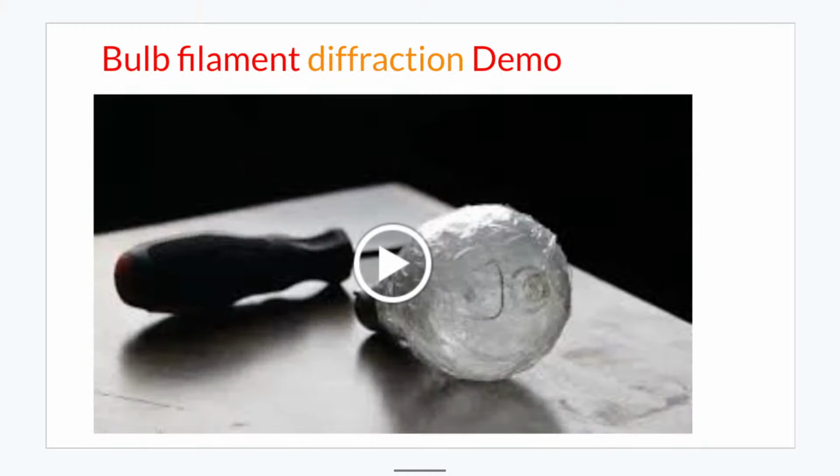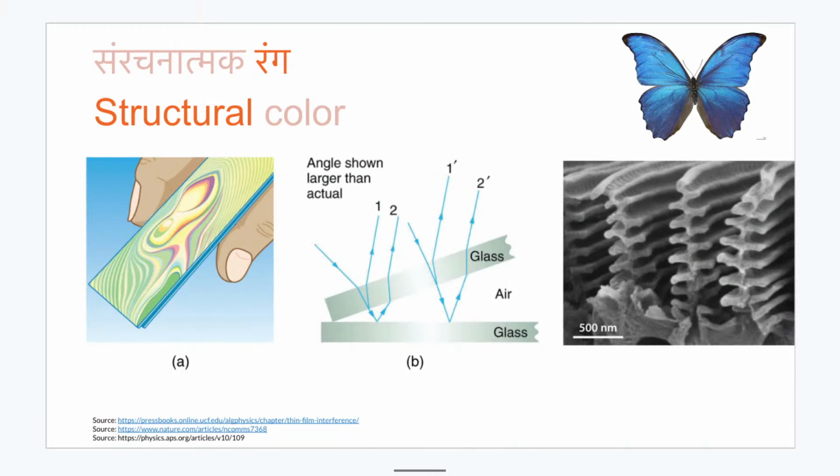If you know about how light behaves, if you know about what diffraction is, there is so much that you can learn. That's the beauty of it. Right. Okay. So now let me give you a very interesting demo.